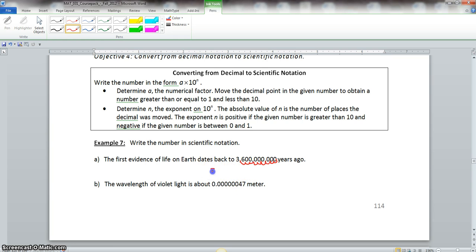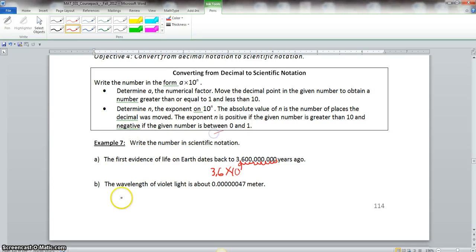So we will have 3.6, and all those zeros that we had behind here, we don't have to write. So we have 3.6 times 10. We move 9 places to the left. When we're changing a decimal to scientific notation, if we move to the left, our exponent is going to be positive. So our exponent would be 9 because we moved 9 places. So it's 3.6 times 10 to the 9th power.